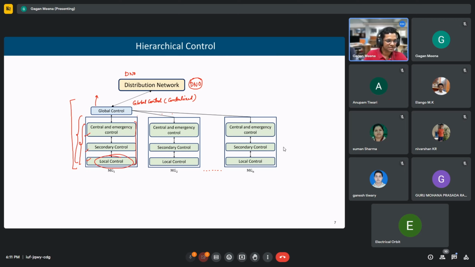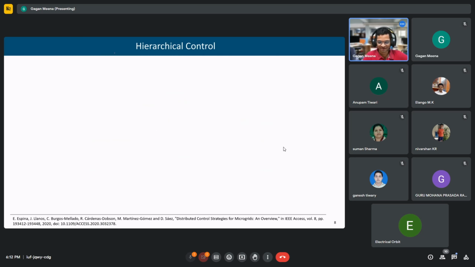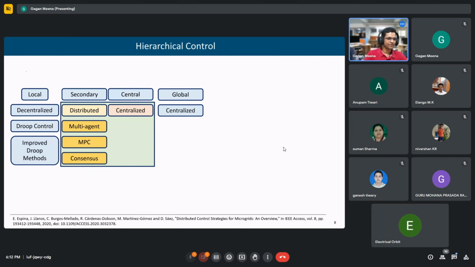So each microgrid will have these three controls. The local level will be specific for each distributed generator. This will be local control, so it will be managing its own voltage. And then comes secondary and central and emergency control. Same thing. So global control is always a centralized control, and local control is always decentralized. It is specific to that generator.